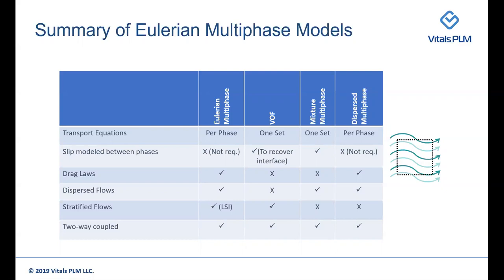Stratified flows, it is possible to model with Eulerian multiphase. There's a submodel called the large scale interface model, with which it is possible to model the stratified flows. The same thing can be modeled using VOF, but not with the dispersed multiphase. The two-way coupled approach, meaning the influence of the dispersed phase on the continuous phase, yes, it is possible to model in the Eulerian multiphase. It is possible in the VOF. It is possible in the dispersed multiphase.